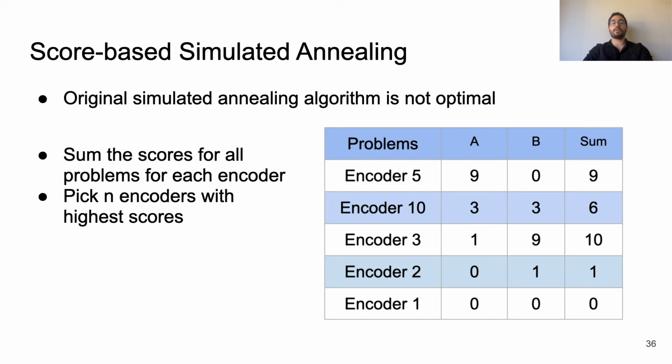So the Tuner framework implements a weighted scoring algorithm that gives points based on how good an encoder is relative to others. In the example, encoder 5 was the fastest for problem A and got the maximum score. At each iteration of the algorithm, Satune sums the scores for all problems for each encoder and picks the best n encoders for either the next iteration or giving them to the client if the budget is finished. In the example, encoders 5, 10, and 3 will be picked.